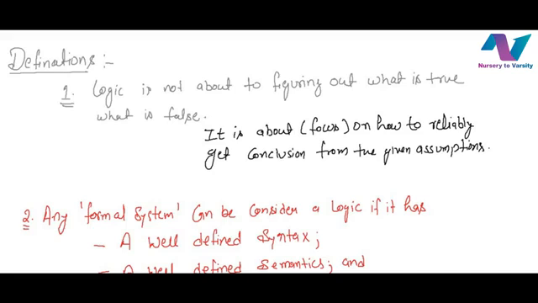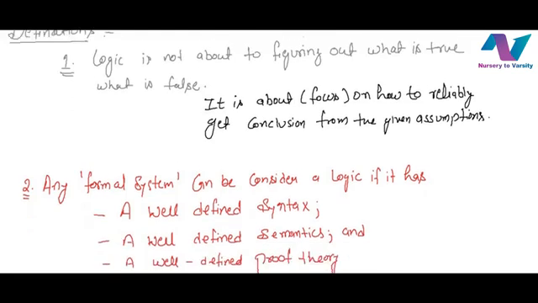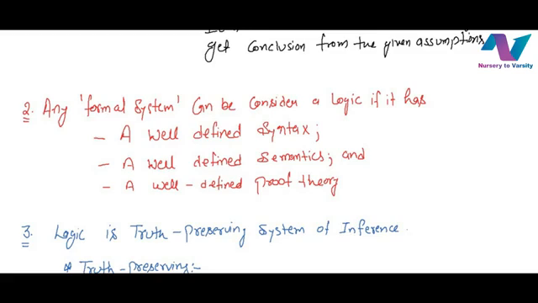from the given assumptions. Our second definition is: any formal system can be considered logic if it has three properties. One is a well-defined syntax, a well-defined semantics, and a well-defined proof theory.